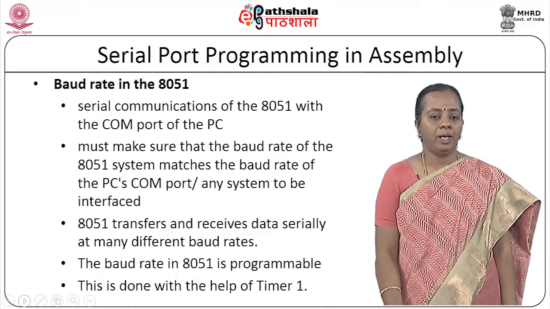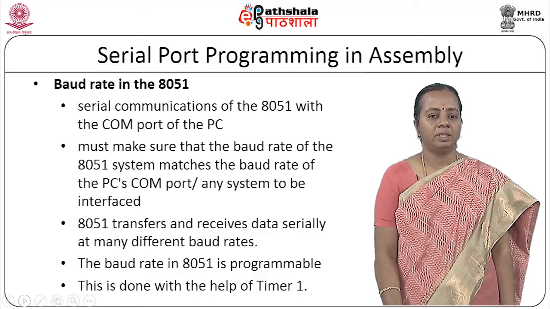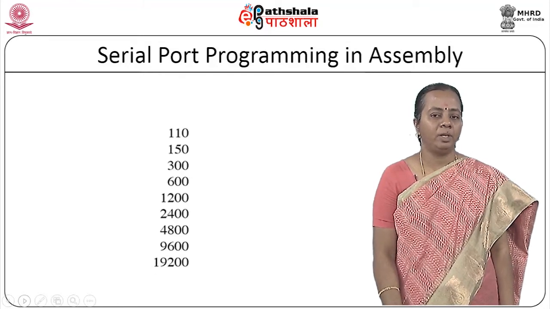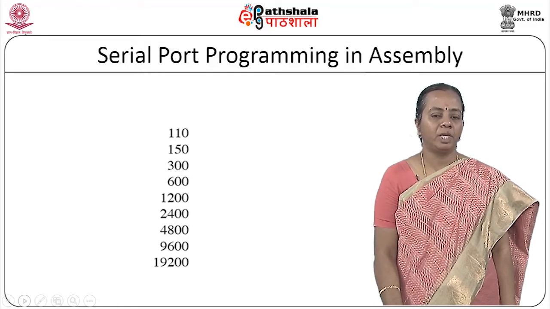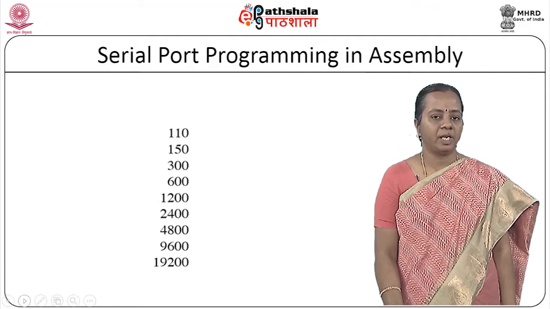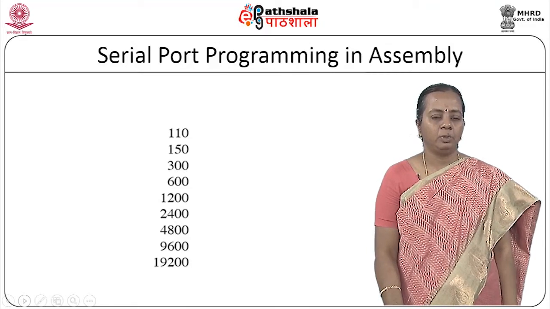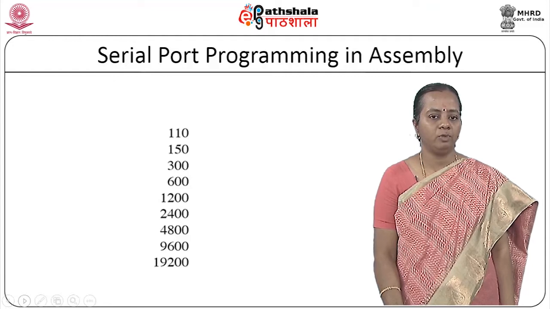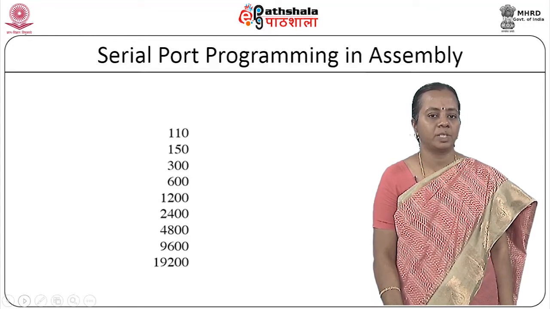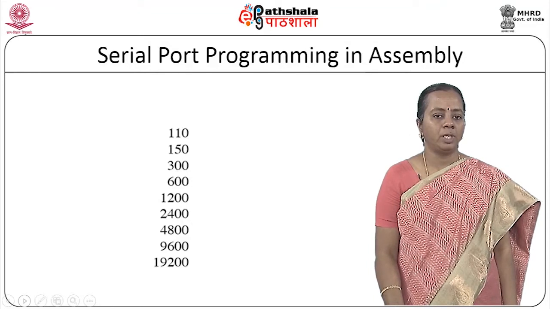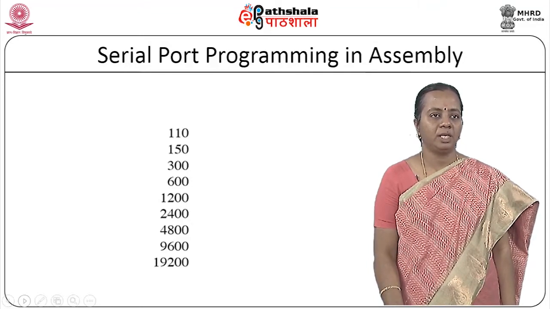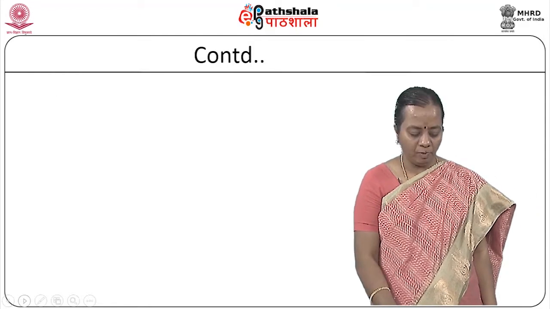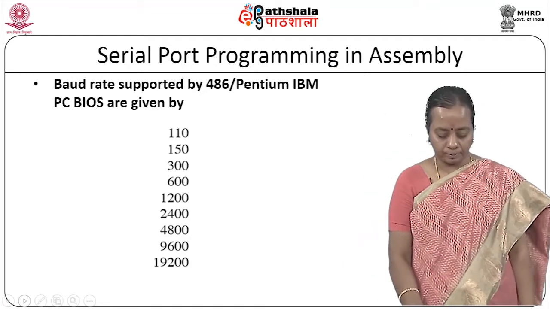This baud rate configuration is supported by the timer of the 8051. Usually we will be looking at baud rates of 110 or 150 bits per second, 300 bits per second, or 600 bits per second. But the very famous ones are 1200 bits per second, 2400 bits per second, 4800 bits per second and 9600 bits per second. 19200 bits per second is also possible. These are the baud rates that systems usually support, for example IBM systems.